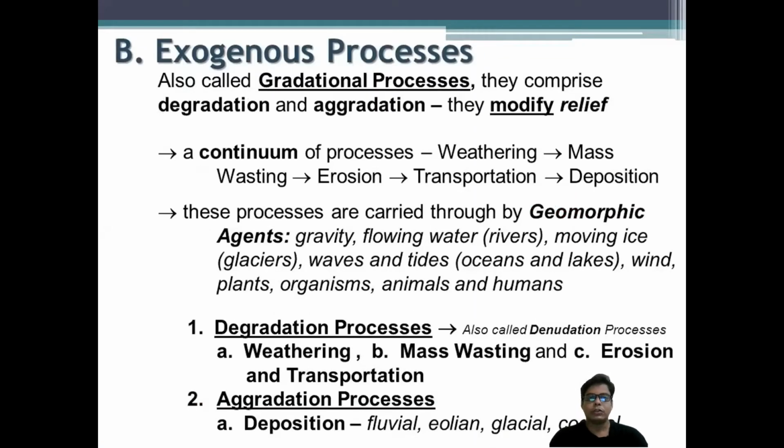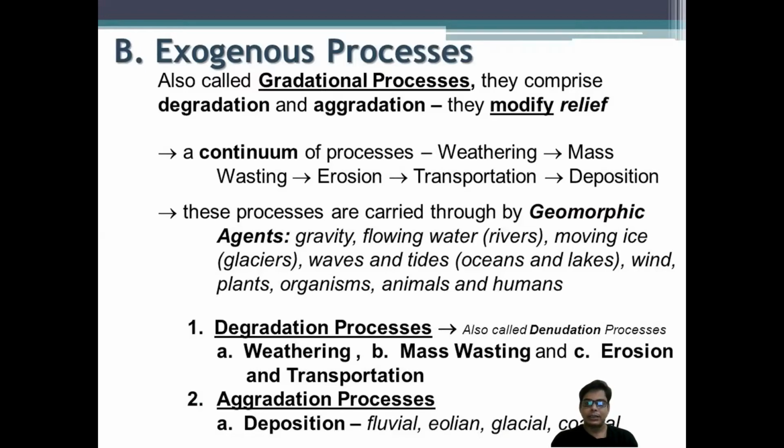What is an exogenous process? These are the gradational processes. They comprise gradation and aggradation, the modification of the surface through a continuation of processes: weathering, mass wasting, erosion, then transportation and deposition. These processes are carried out through geomorphic agents. Some of these exogenic processes are carried out by gravity, flowing water, moving ice or glaciers, waves and tides, and wind. So these are the exogenic agents.